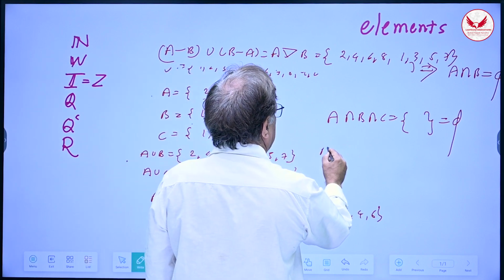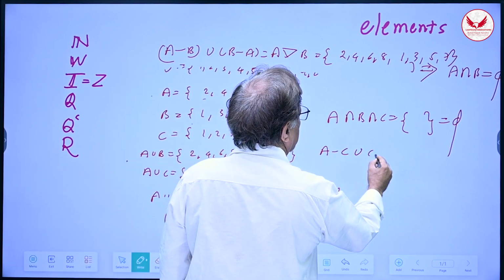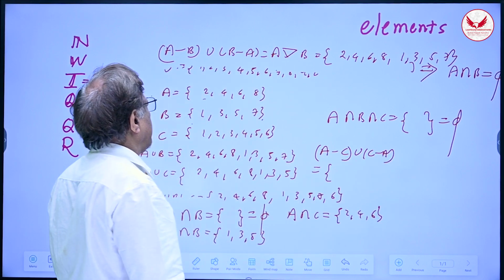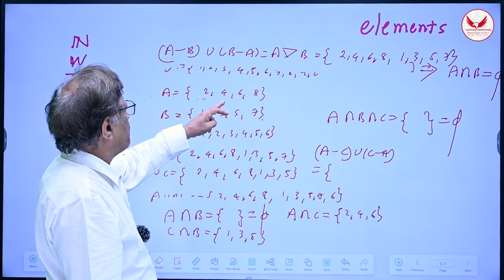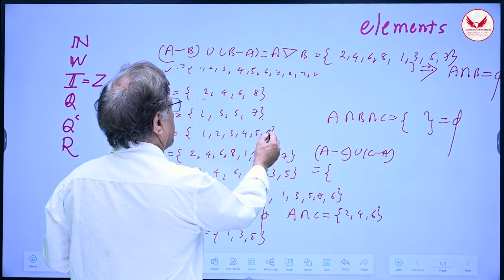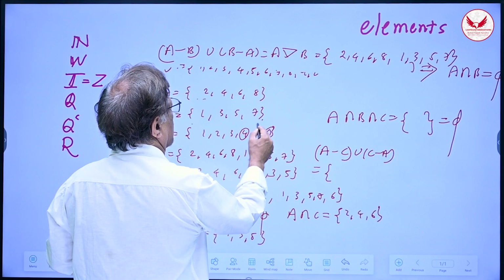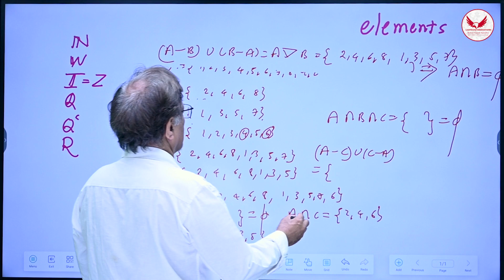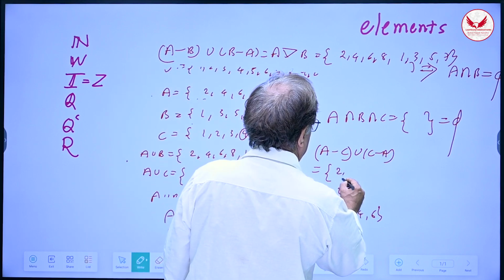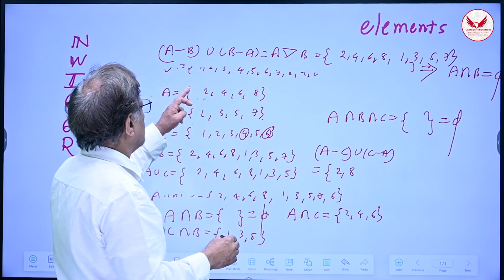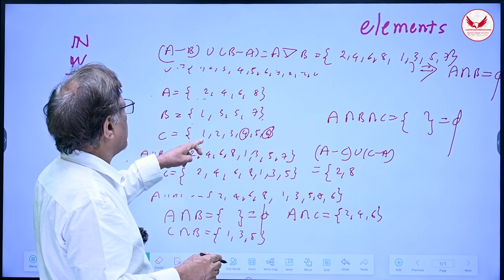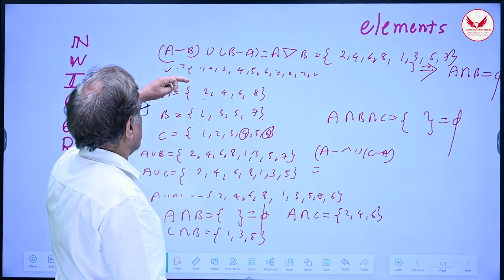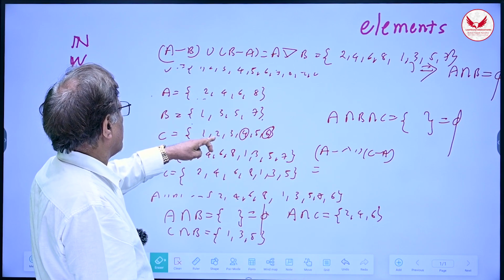But what is A minus C union C minus A? Okay, elements of A which are not in C. So 2, 4, 6, 8. There is an element called 4 and 6 which are common, so they are not to be included. So 2 and 8 are the only elements in A minus C. Correct? Sorry, 2 is also there. Let us check. 2 is in A, it is also in C, so it should not be included.